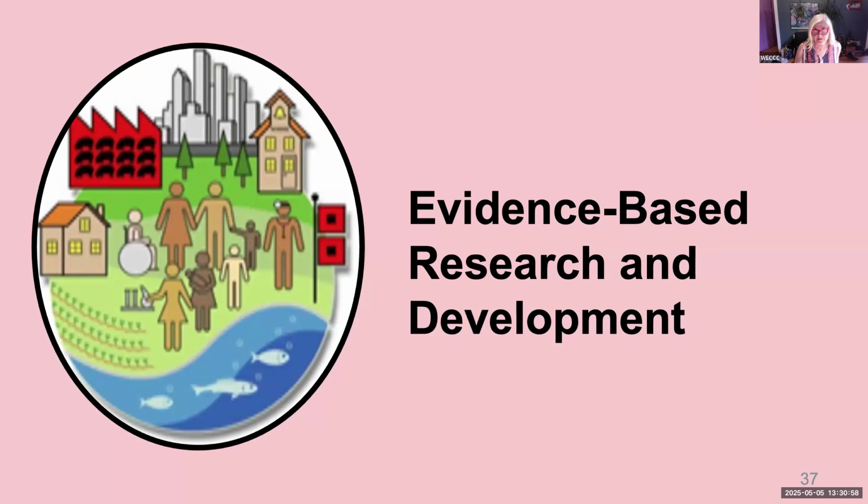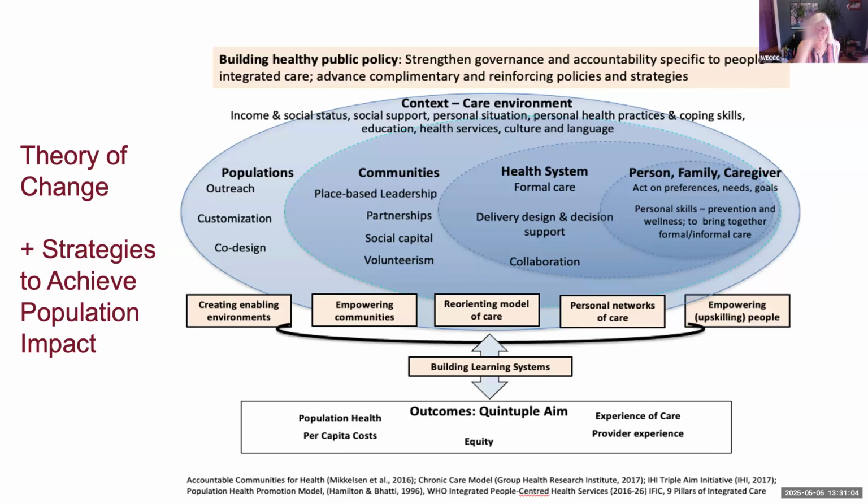So as lab researchers then, in terms of the back end, this is our theory of change. We published it earlier and we've updated it a little bit since then, but it's around healthy public policy, which needs governance, it needs accountability. We see this as a complementary and reinforcing policy and set of strategies that are aimed at public health, helping people be as healthy and as happy as they can be.